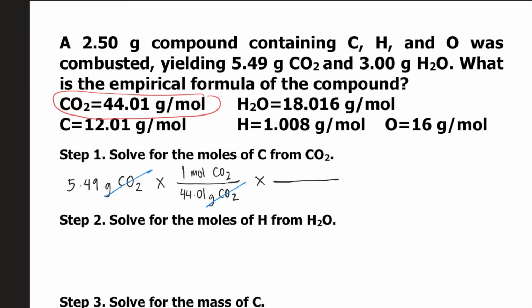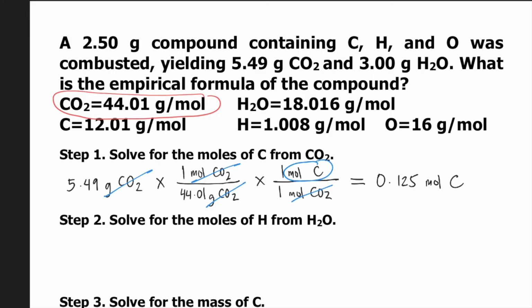And just by looking at the chemical formula of carbon dioxide, CO2, it means that 1 mole of carbon dioxide contains 1 mole of carbon. So the moles of carbon dioxide cancels out. Now we have moles of carbon. If you solve this in your calculator, you will get approximately 0.125 moles of carbon. So that's for step 1.